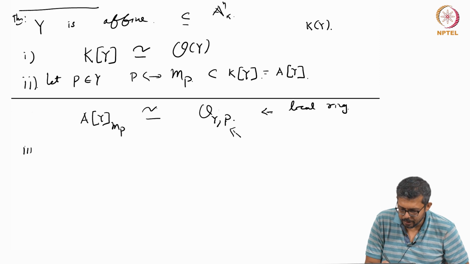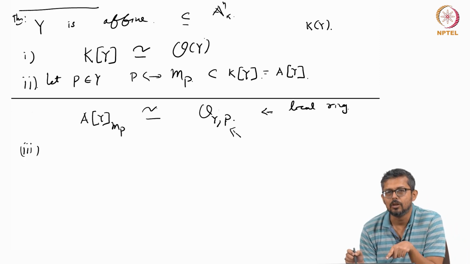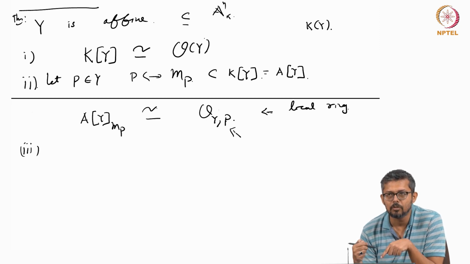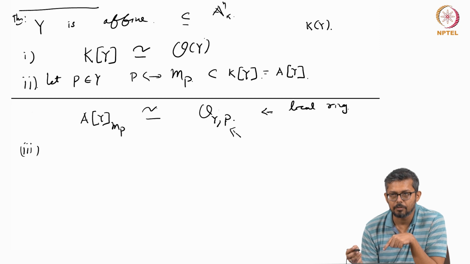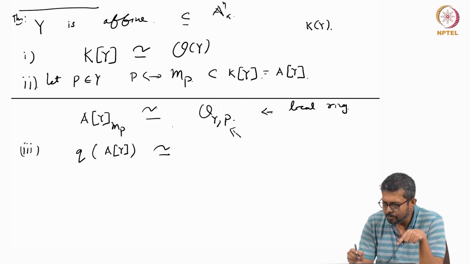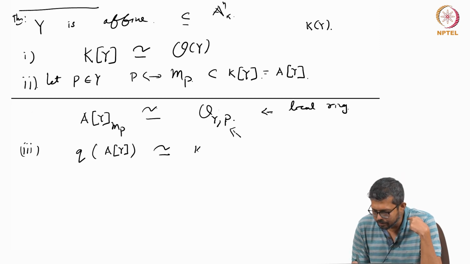Now the third thing is that Y is affine, so A[Y] is a domain. Whenever it is a domain, you can talk about the quotient field of A[Y], and the quotient field of A[Y] is isomorphic to K(Y), the function field of Y.